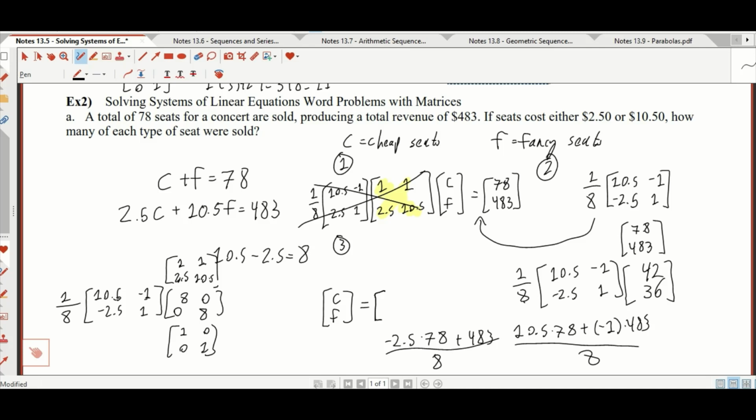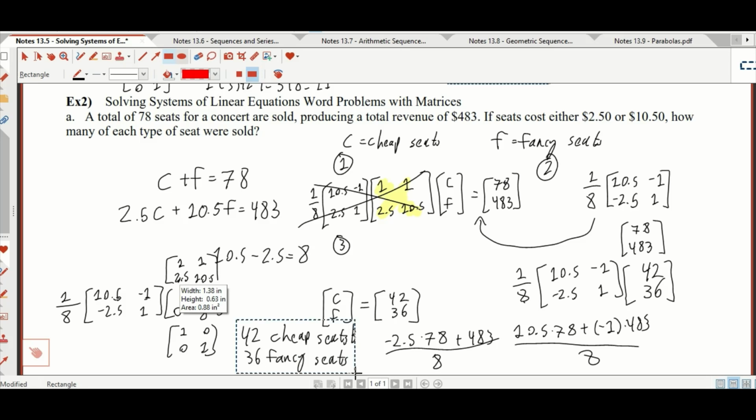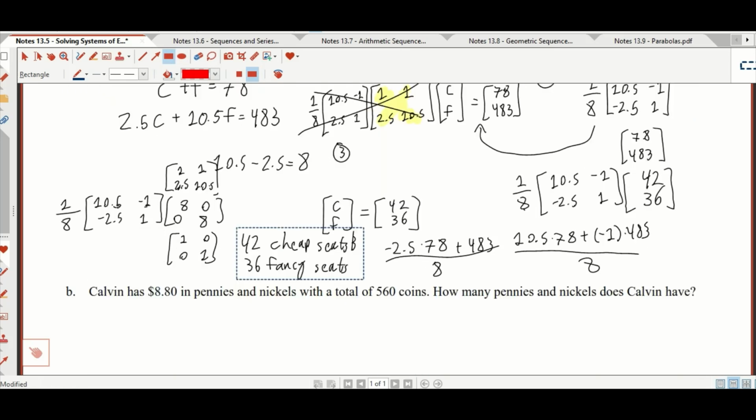So [C; F] equals [42; 36]. That is 42 cheap seats and 36 fancy seats were sold. It doesn't sound like a lot of people went to the concert. Oh well.